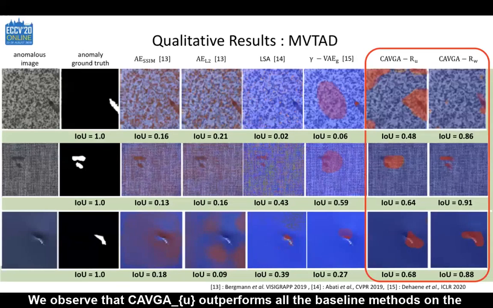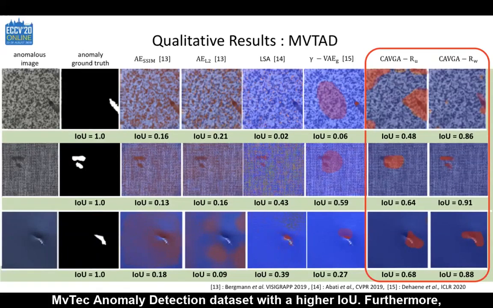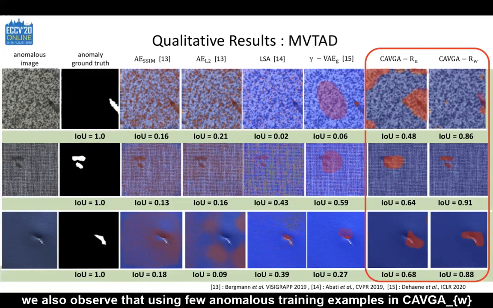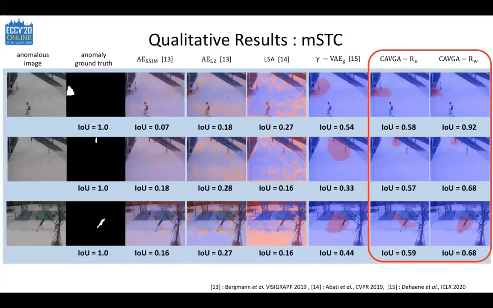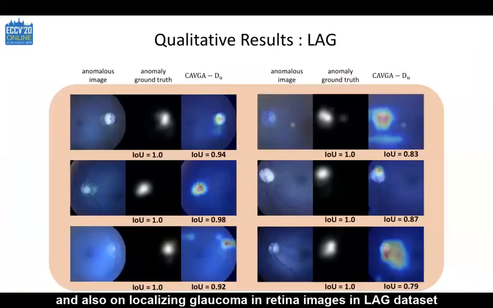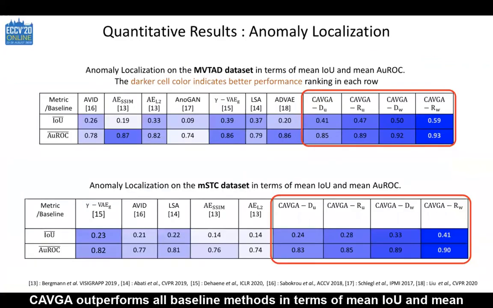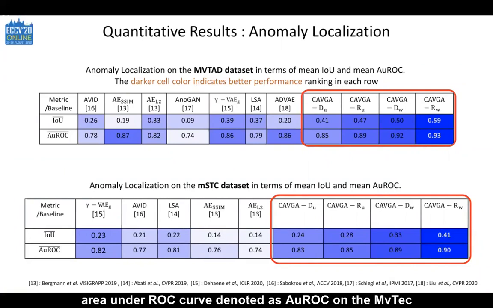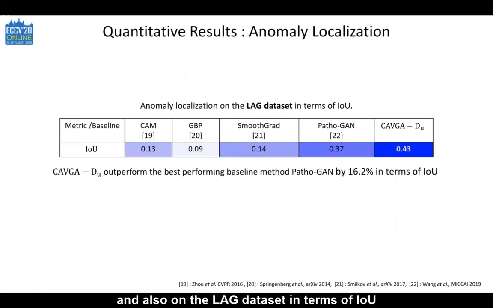We observe that CAVGA-U outperforms all the baseline methods on the MVTec Anomaly Detection dataset with a higher IOU. Furthermore, we also observe that using few anomalous training examples in CAVGA-W improves the performance of anomaly localization as compared to CAVGA-U. We observe a similar performance trend on the modified ShanghaiTech Campus dataset and also on localizing glaucoma in retina images in the LAG dataset. CAVGA outperforms all baseline methods in terms of mean IOU and mean area under ROC curve, denoted as AUROC, on the MVTec Anomaly Detection dataset, modified ShanghaiTech Campus dataset, and also on the LAG dataset in terms of IOU.